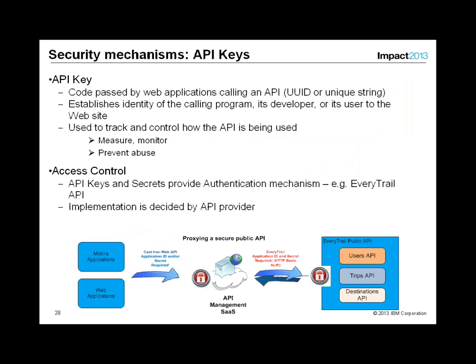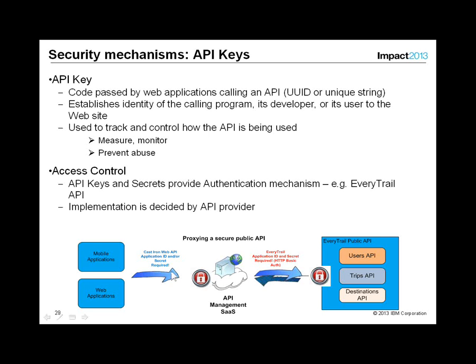Security mechanisms, API keys, as I said, this is basically a code passed by the web applications. It establishes the identity of the calling program. It is used to track, monitor, control, and prevent abuse. So let's say if the API provider knows that you're abusing one particular API, probably giving it a hard time in terms of the number of requests, you can be blocked from using that API, right?